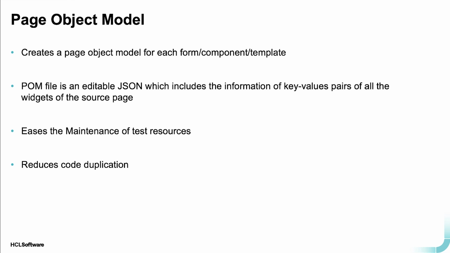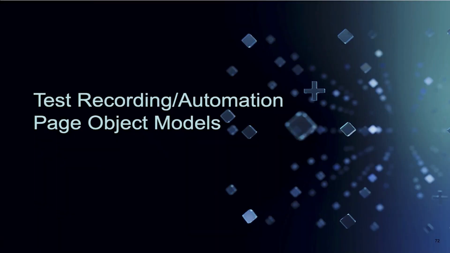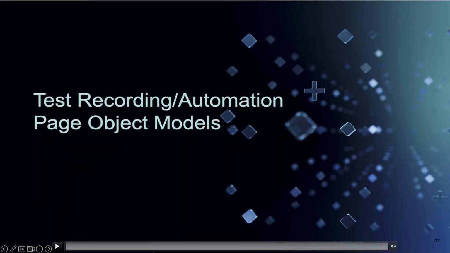And I'll just show you how this works as well. So this basically eases maintenance of test resources and reduces code duplication. So let's look at how the page object model works with our test automation.